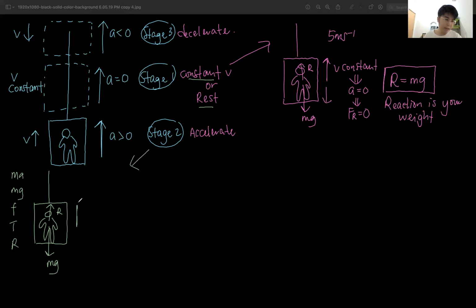If the lift is accelerating upward, there is a positive acceleration. So if there's acceleration, what does it mean in terms of the resultant force? Resultant force is not equal to 0. Then if it's not equal to 0, where is the resultant force? Again, how do you calculate resultant force? Bigger force minus smaller force. Which one is bigger, R or mg? You don't know the value, right? But which one is bigger if it's accelerating upward?